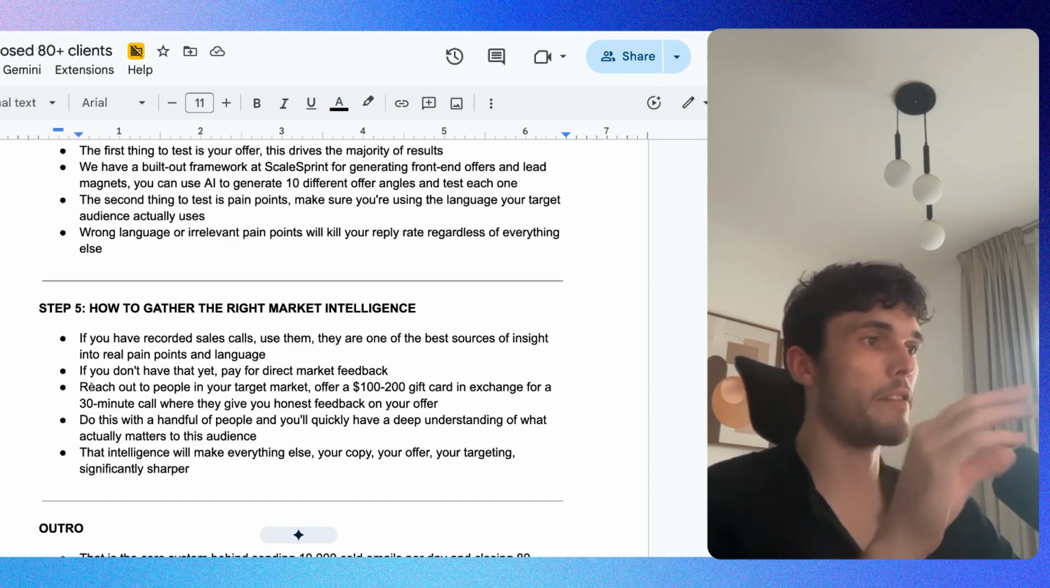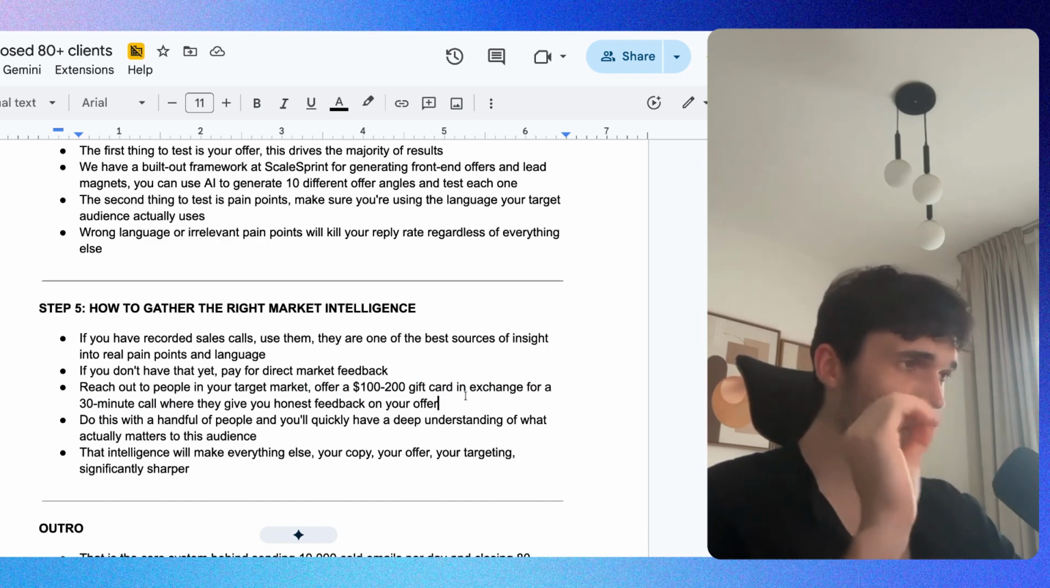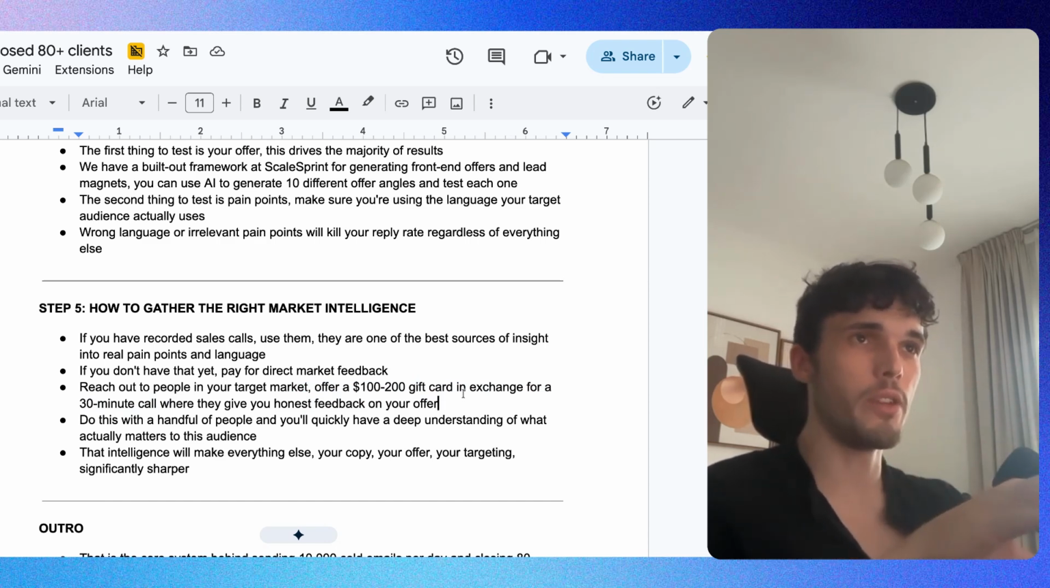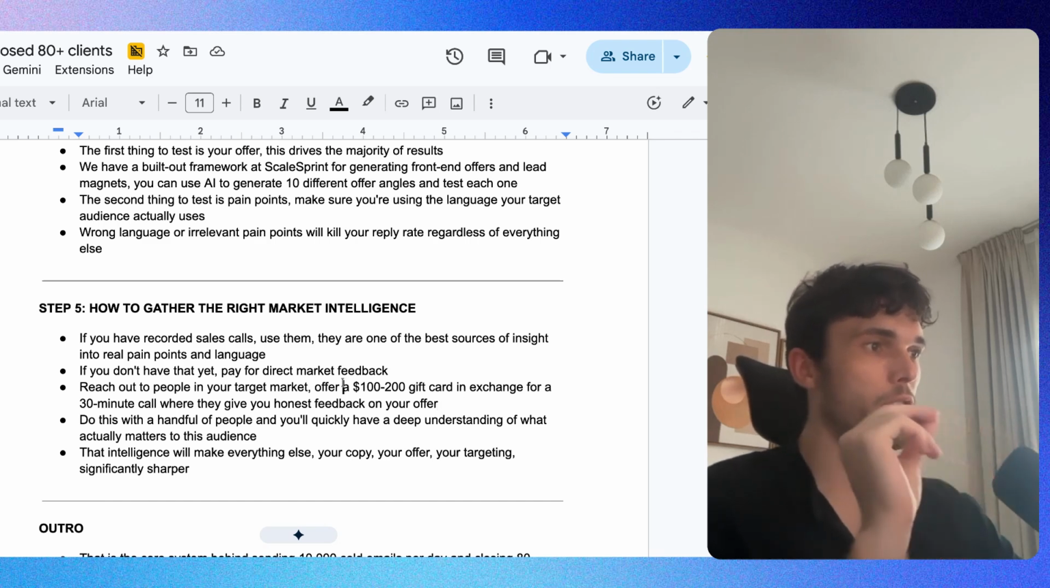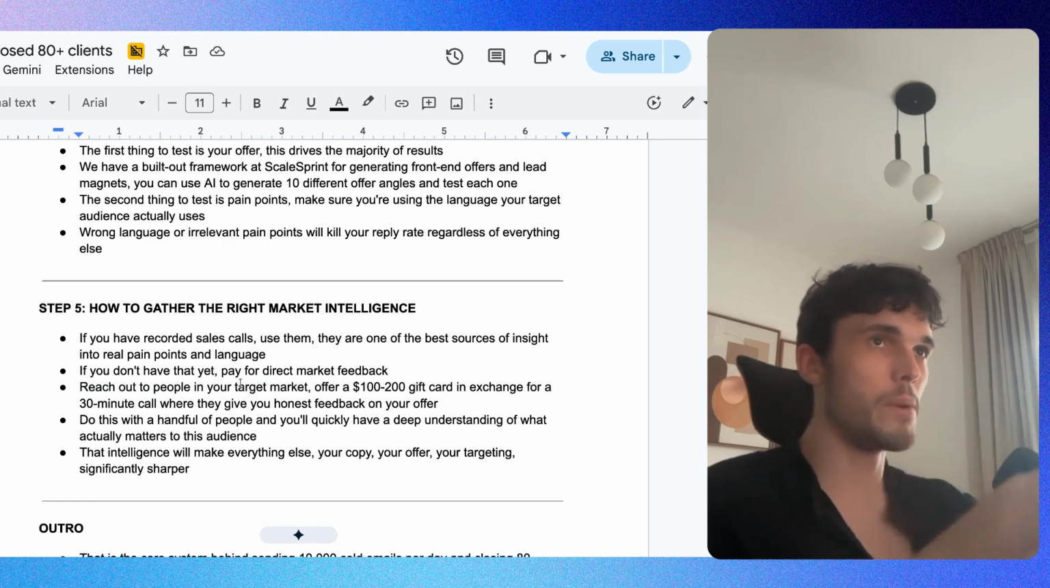Another option, if you want to force that and just quickly get market feedback, is offering gift cards to people in exchange for a 30-minute call where they give you honest feedback on your offer. In some cases, you're even going to be able to sell people on that call. So trust me, it's absolutely worth it. A $100 to $200 gift card to speak with these people.